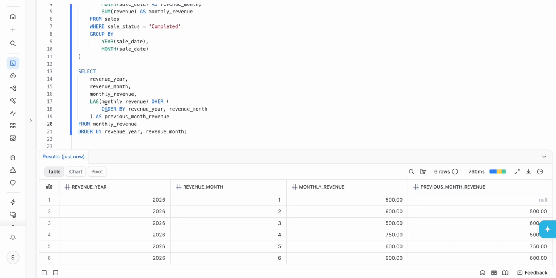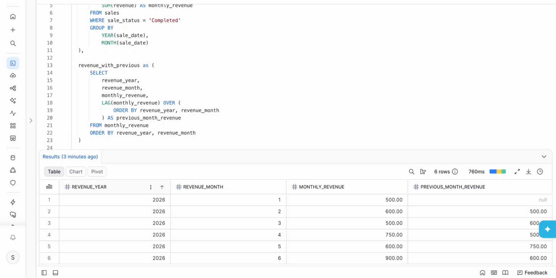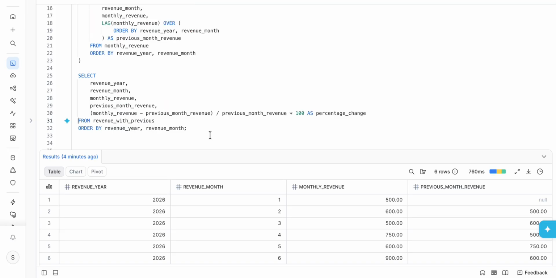Now let's understand why ORDER BY matters. One important point about LAG: it does not automatically know what previous means. We defined a sequence using ORDER BY. Because we are comparing months, the rows need to be ordered chronologically. Now I will put the calculation into another CTE. So now our solution has two clear steps. Step 1 gives us monthly revenue, and step 2 gives us the previous month's revenue. Now we are ready to calculate the percentage.